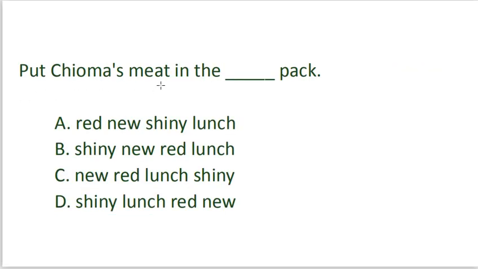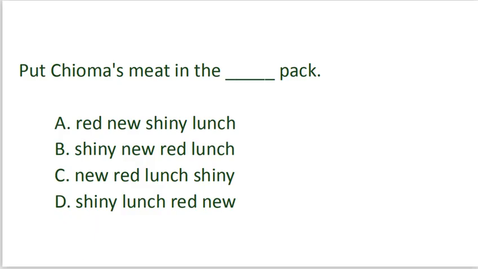Put Chioma's meat in the dash pack. A, red, new, shiny lunch. B, shiny, new, red lunch. C, new, red lunch, shiny. D, shiny, lunch, red, new.